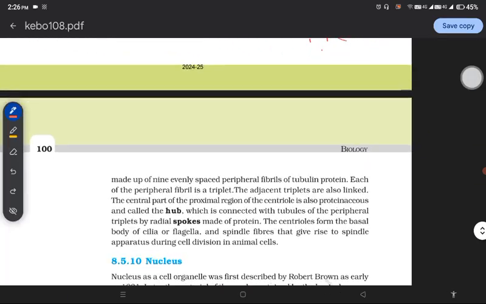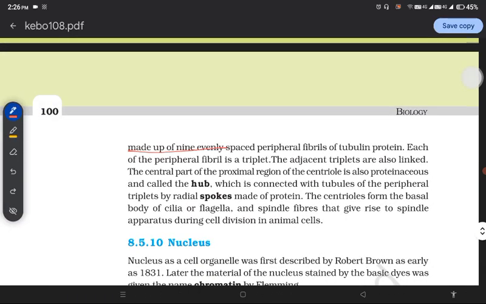They are made of 9 evenly spaced peripheral microtubules of tubulin protein. Each of the peripheral fibers is a triplet. The adjacent triplets are linked. The central part of the proximal region of the cartwheel is proteinaceous and is called the hub, which is connected with the tubules of the peripheral triplet by radial spokes made of protein.